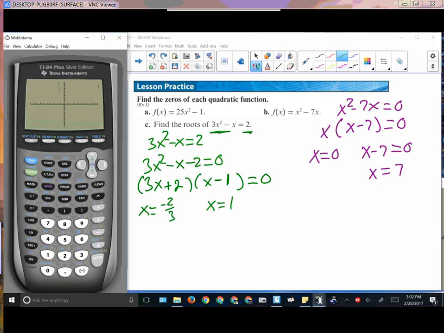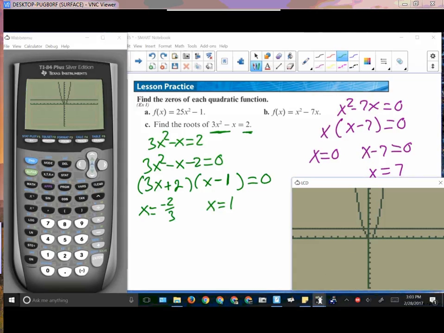Graph. I see the parabola. I see that the line goes through it. Do they intersect? Yes. Is there a place where 3x squared minus x is equal to 2? Yes, because they're in the same place. They intersect. Now, if I go and hit trace, and I'm on the parabola, and I put in 1, look what I get. 2. Is that what I was wondering? If I put in negative 2/3, I get 2 again.